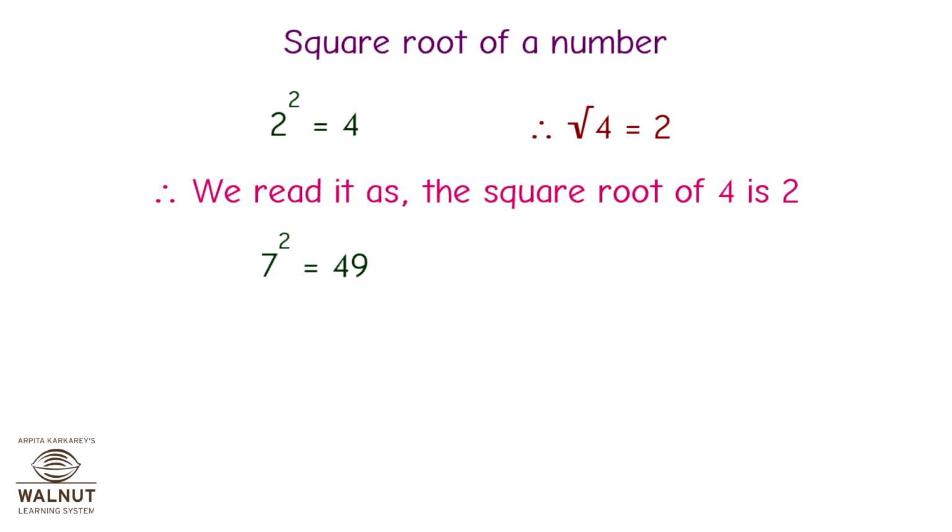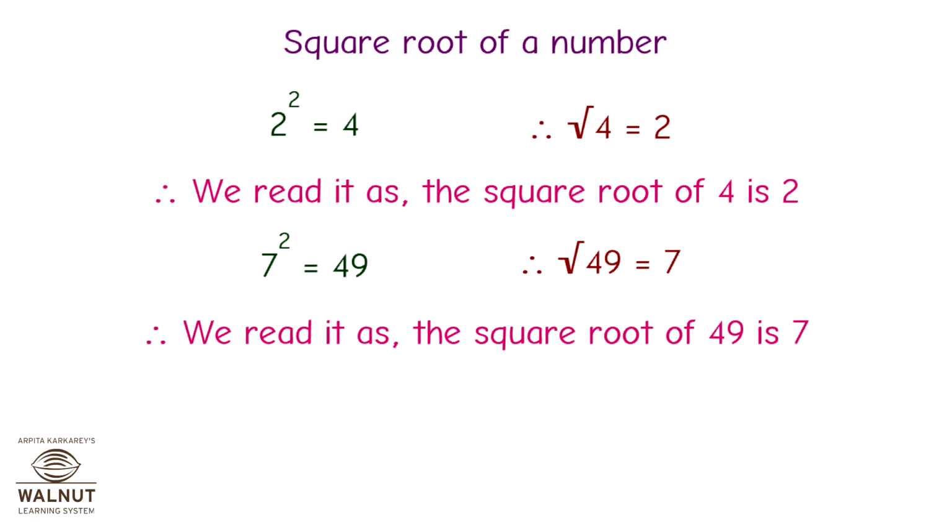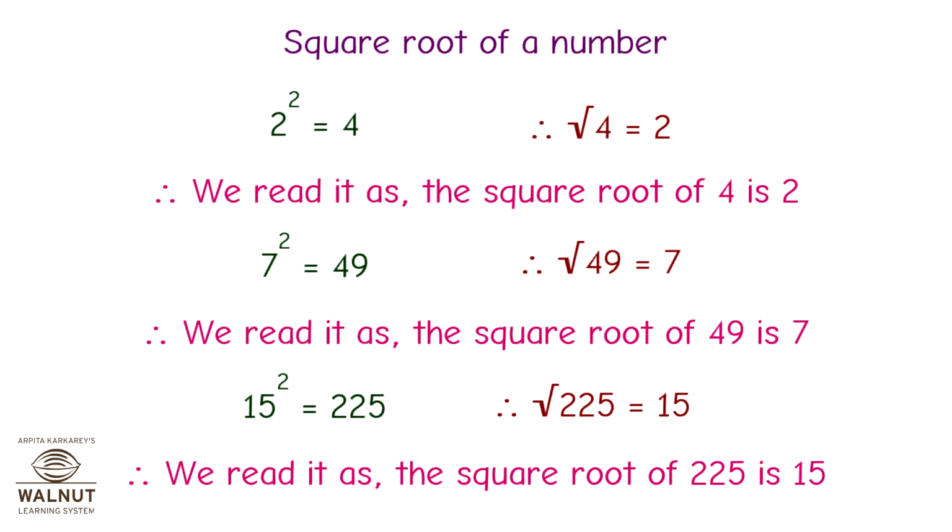7 squared is 49. So we write it as the square root of 49 is equal to 7. We read it as a square root of 49 is 7. 15 squared is 225. So we write it as the square root of 225 is equal to 15. Therefore, we read it as a square root of 225 is 15.